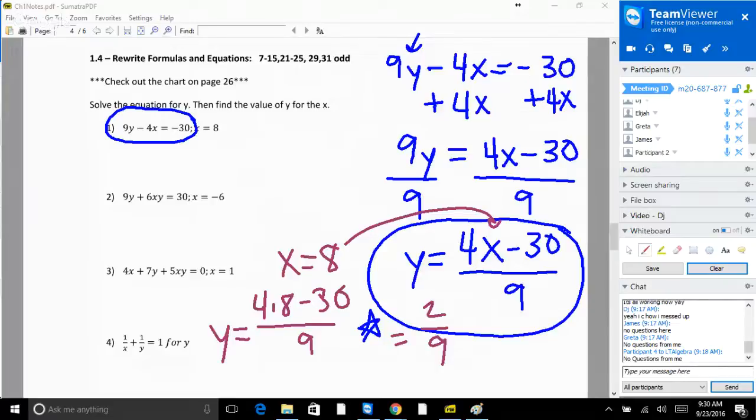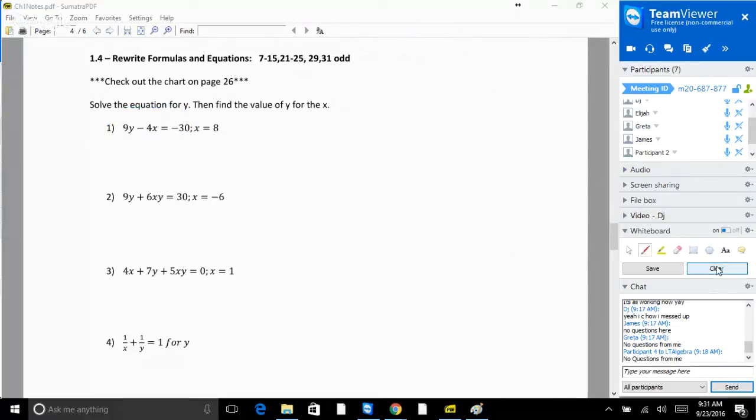Nope. All right. All right, so let's try number 2 because it's a little bit trickier. Of course, right? Number 2 gets a little bit trickier for you.